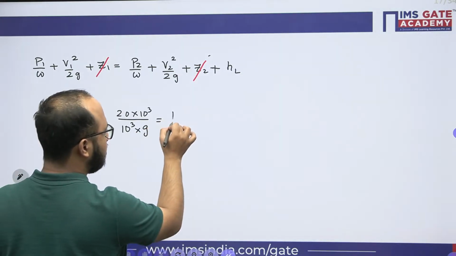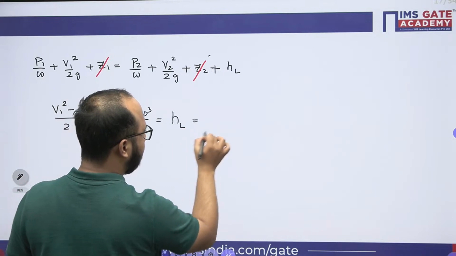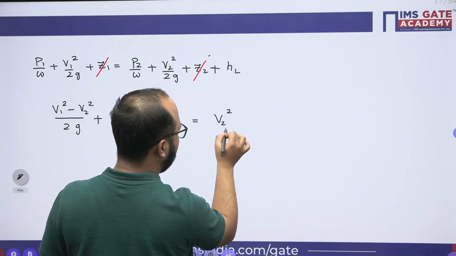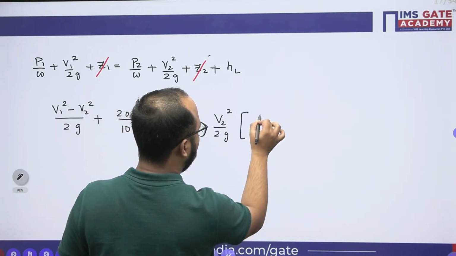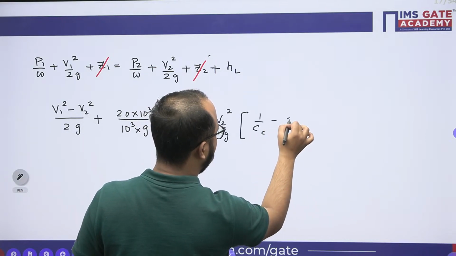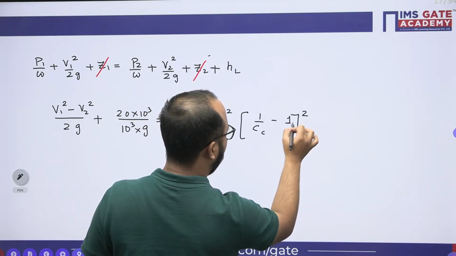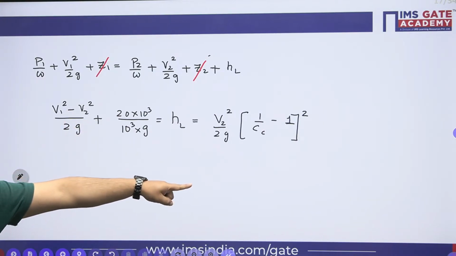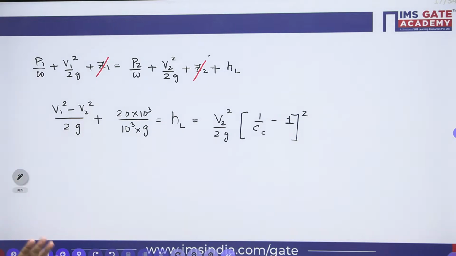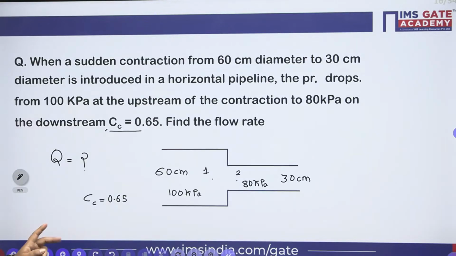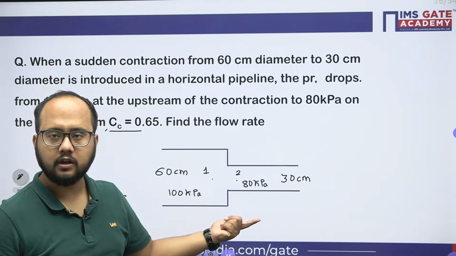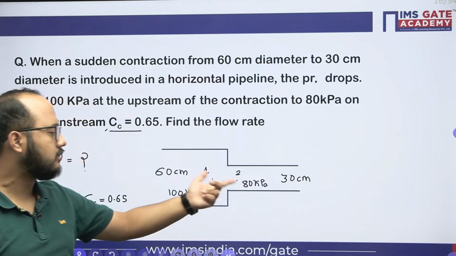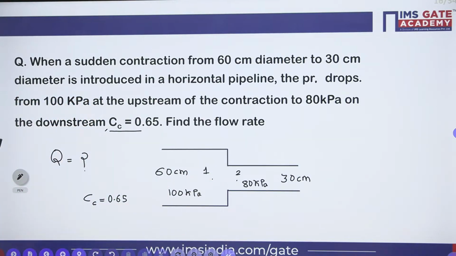Now for H losses, what is the formula? If you remember, it is V2 square by 2g into (1 by Cc minus 1) whole square. Correct? This is the formula. Now V1 and V2 are unknowns, while the Cc value is given in the question. One more relation we can have: if I use the continuity equation, I can easily get the relation between V1 and V2 also.